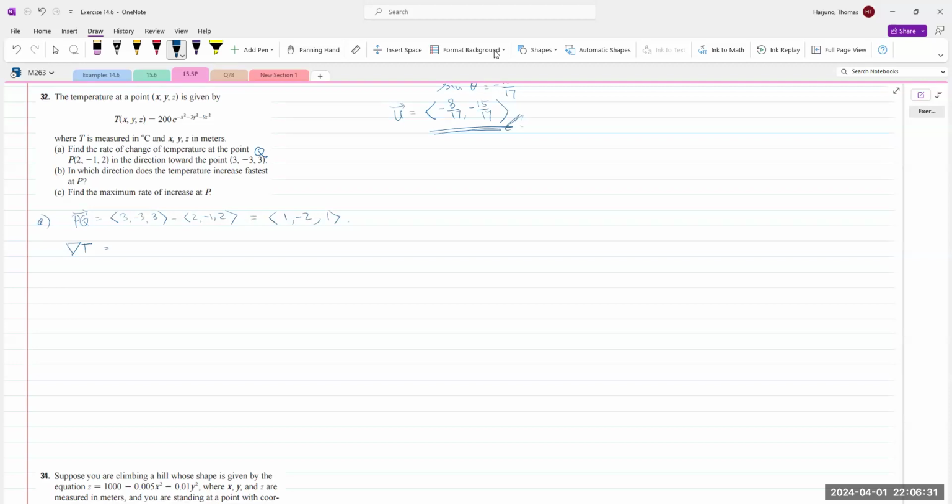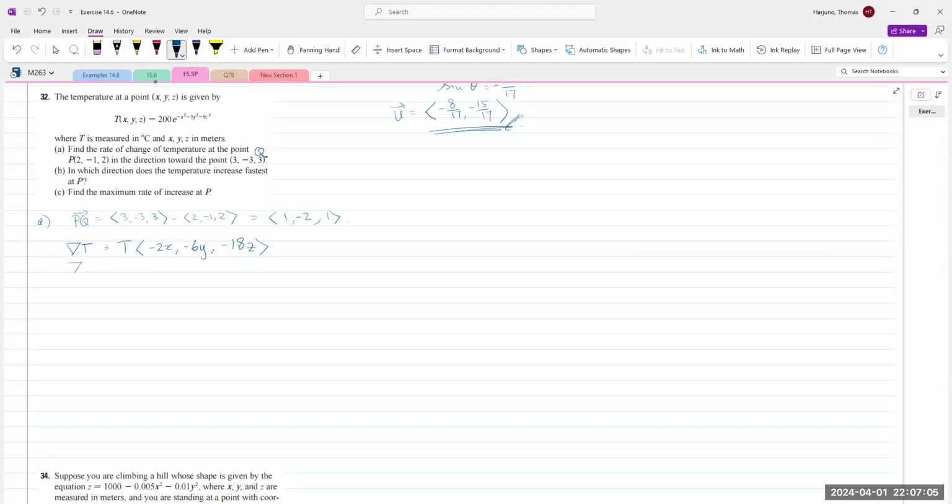Okay, so the gradient of T is the derivative with respect to x, so I multiply by negative 2x. When I take the derivative with respect to x, y and z, I must have this function T anyway, so let me just put it there. That will be T times negative 2x, negative 6y, negative 18z.